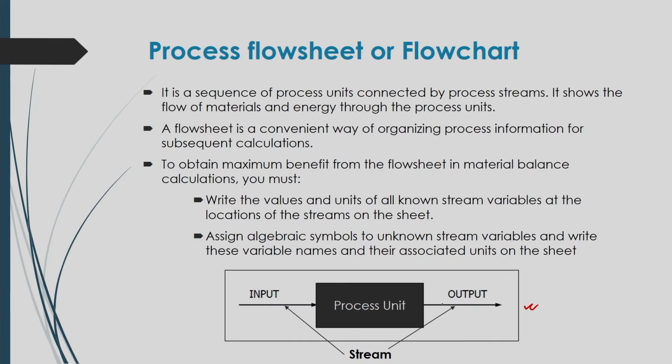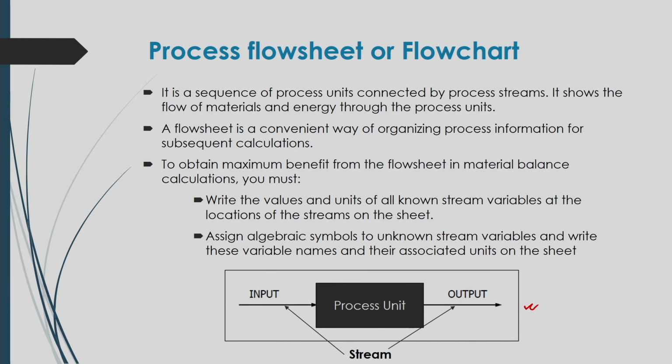So, that is why you write the values and units of all known stream variables at the locations of these streams, here in the input and output streams in the sheet shown here. And if you do not have those values for the input and output, you can also define a particular symbol or term for that variable, and keep a question mark there for what the value should be.